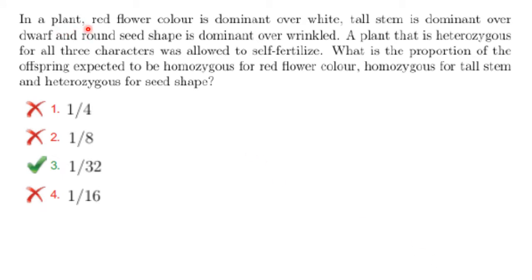Next one. In a plant, red flower color is dominant over white. Tall stem is dominant over dwarf and round seed shape is dominant over wrinkled. A plant that is heterozygous for all 3 characters is allowed to self-fertilize. What is the proportion of the offspring expected to be homozygous for red flower color, homozygous for tall stem and heterozygous for seed shape? The answer is 1 by 32. How we got it, I have explained in the next part.